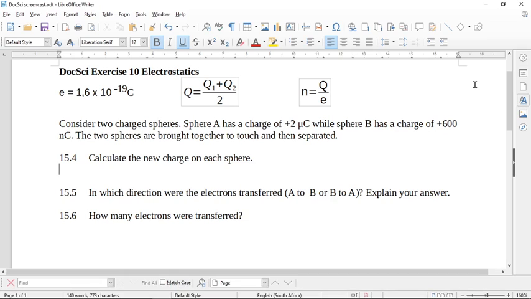I want to talk to you about this question from your electrostatics homework. It's part of number 15. I'm on number 15.4. As you can see here, I've written my formulas from my data sheet. Here is the charge on an electron. Here is the formula from the principle of quantization of charge, the formula from the law of conservation of charge, and here's the formula from the law of quantization of charge.